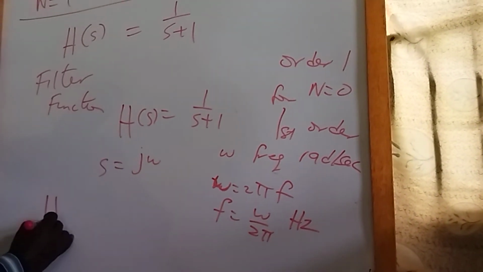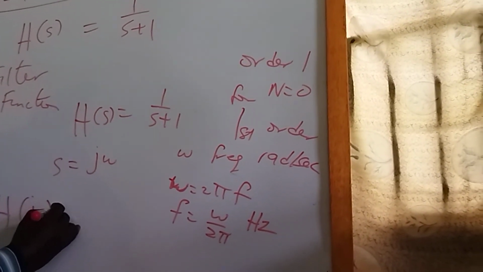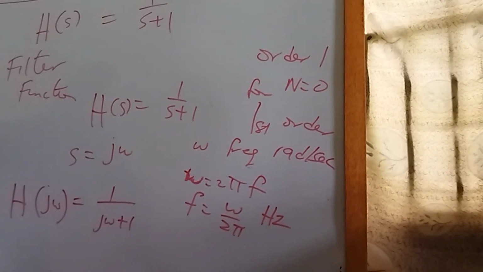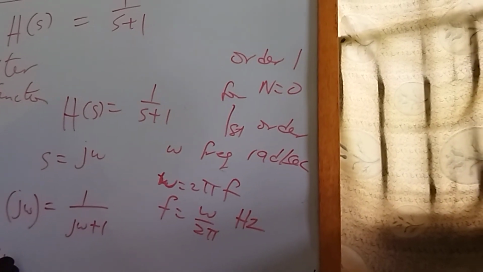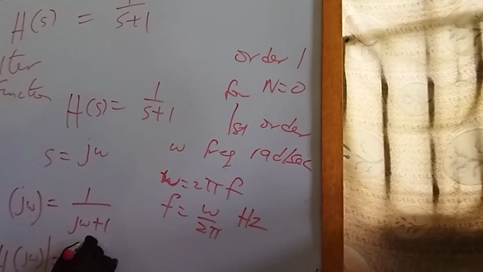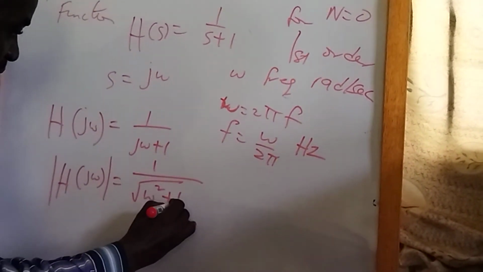Now, we can substitute. H of j omega equals 1 over j omega plus 1. We can look for the magnitude alone. The magnitude is going to be 1 over the square root of omega squared plus 1.